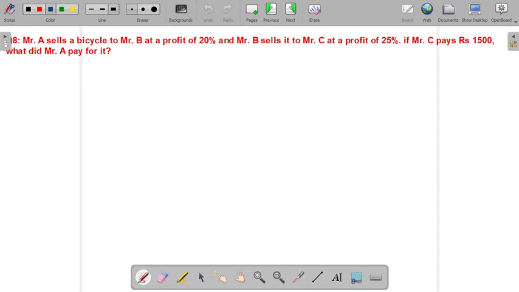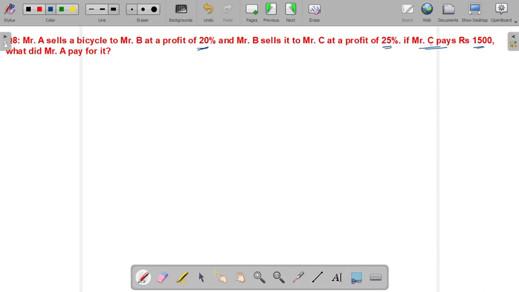Question 8 is very important. Question is, Mr. A sells a bicycle to B at a profit of 20%. Mr. B sells it to Mr. C at a profit of 25%. If Mr. C pays rupees 1500, what did Mr. A pay for it? Now in this question, since the cost for Mr. C is given, so we will go in reverse order.